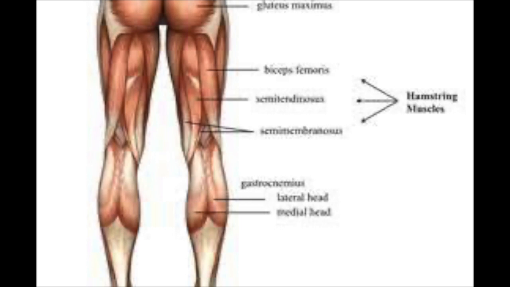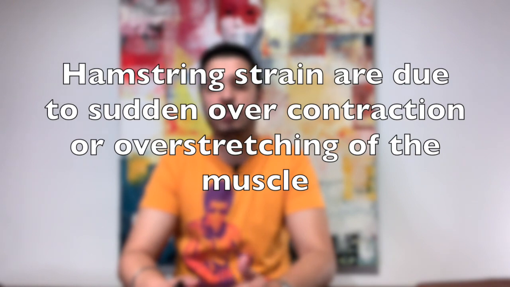And on the outside part of the knee, we have the biceps femoris, which in medical terms we call the lateral hamstring. Hamstring strains are not uncommon. In fact, they are very common injuries sustained in different kinds of sports. Oftentimes they are contraction injuries, but mostly they are overstretch injuries of the hamstring muscle.